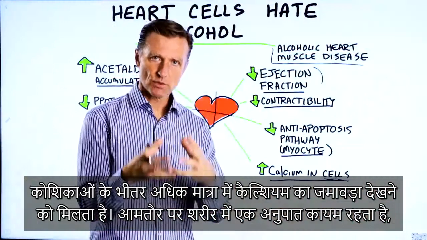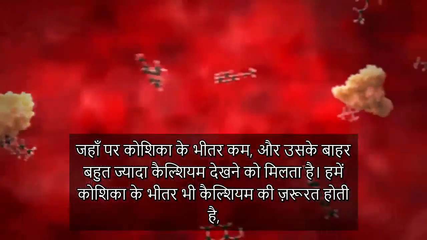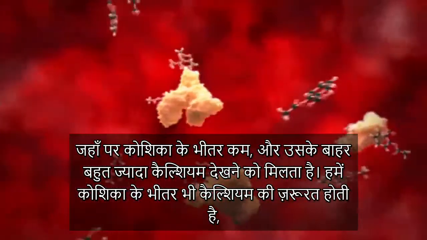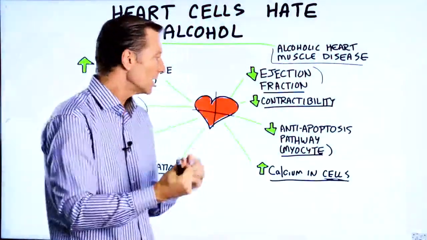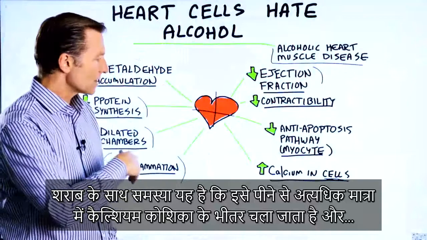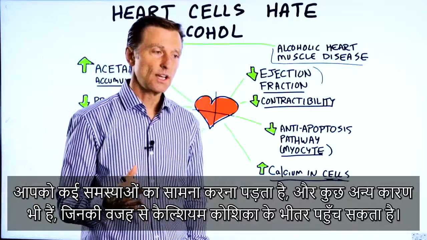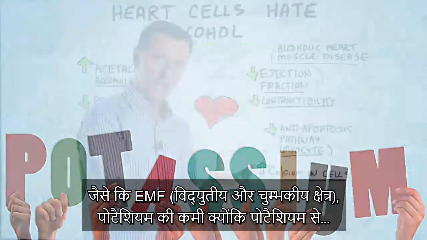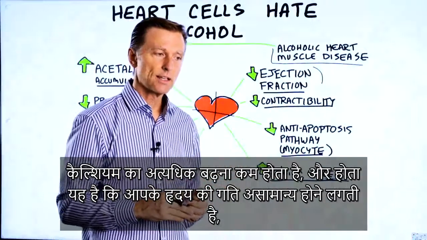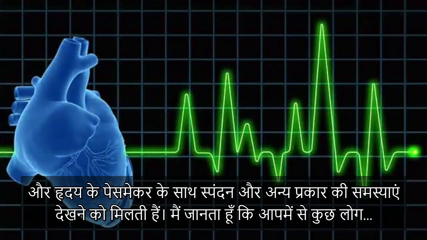And then we get an increase of calcium that accumulates inside the cells. Now, normally we're supposed to have this ratio of way more calcium outside the cell than inside the cell. We do need calcium inside the cell, but that is very, very tightly regulated. And calcium acts as a communication particle in and out of the cell. One of the problems with alcohol is it drives too much calcium inside the cell, and you have all sorts of issues. And there's quite a few other things that will drive calcium inside the cell too, like EMF, electromagnetic fields, a problem with low potassium, because potassium protects against this calcium overload. And what happens then is you'll start getting arrhythmias and palpitations and all sorts of problems with the pacemaker of the heart.